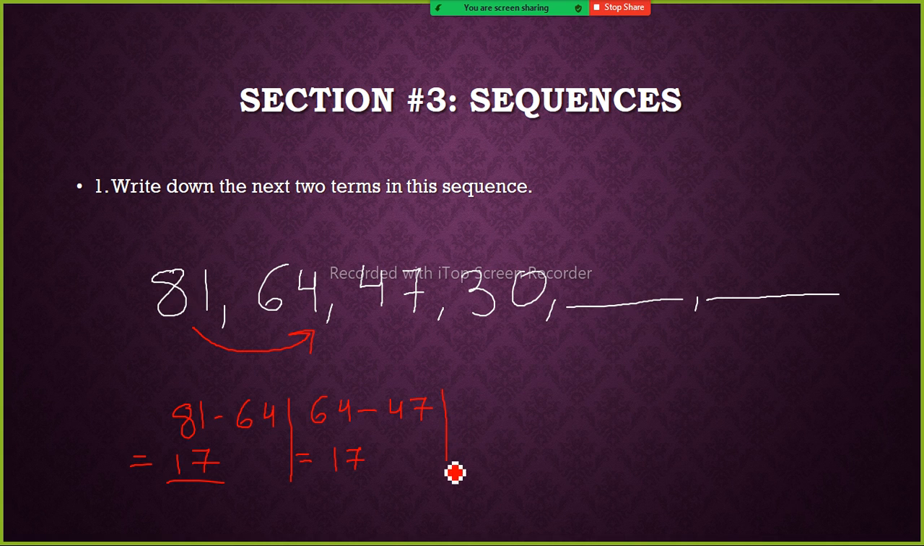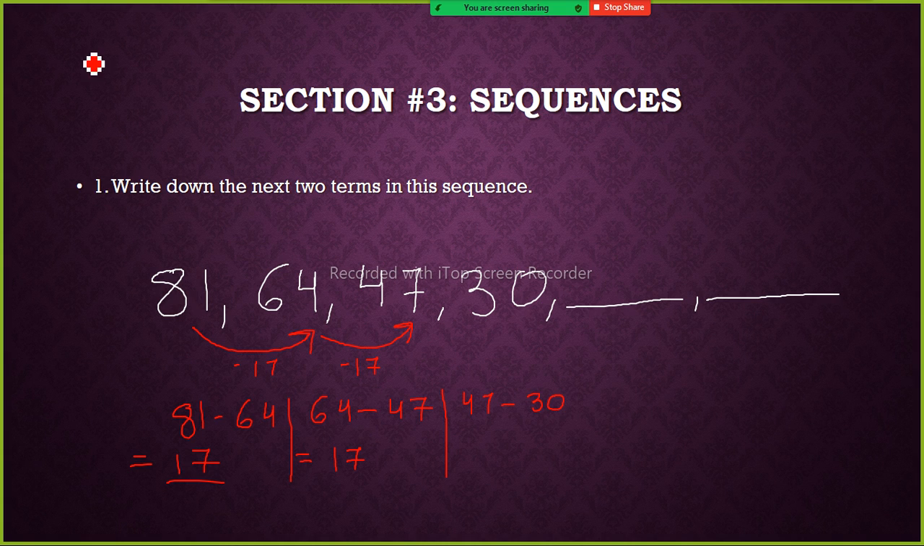Okay, let's do the next one. 47. So how do we move? In order to move from 81 to 64, we have to subtract 17. In order to move from 64 to 47, you have to subtract 17. So in both cases, we had to subtract 17. How about moving from 47 to 30?